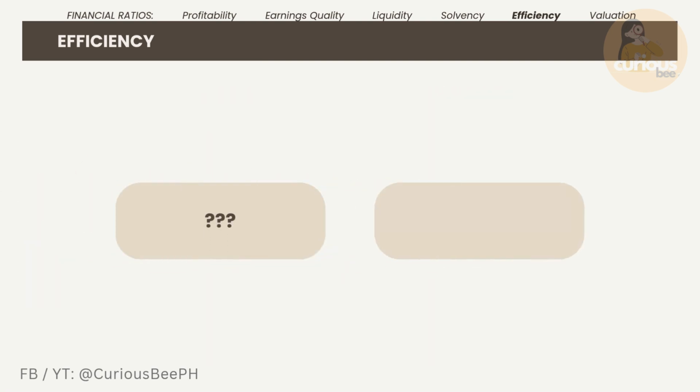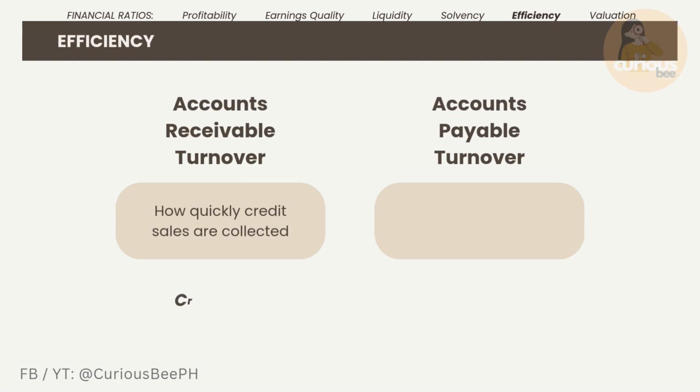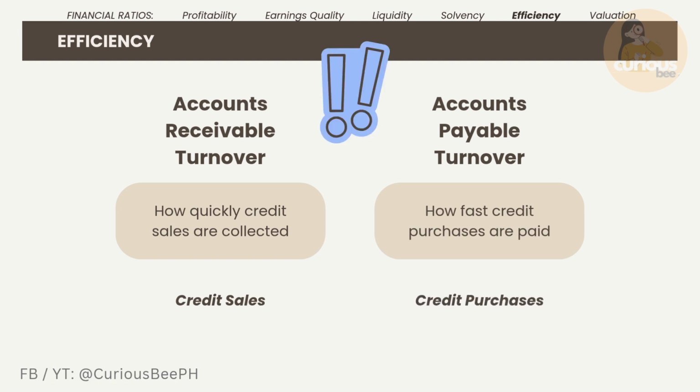But there are 2 more basic efficiency ratios: accounts receivable turnover and accounts payable turnover. AR turnover shows how quickly sales made on credit are collected and turned to cash. AP turnover shows how fast the company pays its purchases made on credit. But here's the slight problem with these 2. Most companies do not itemize credit sales and credit purchases in their financial reports, making it hard for an individual investor to calculate these ratios. So for now, we will skip these 2.